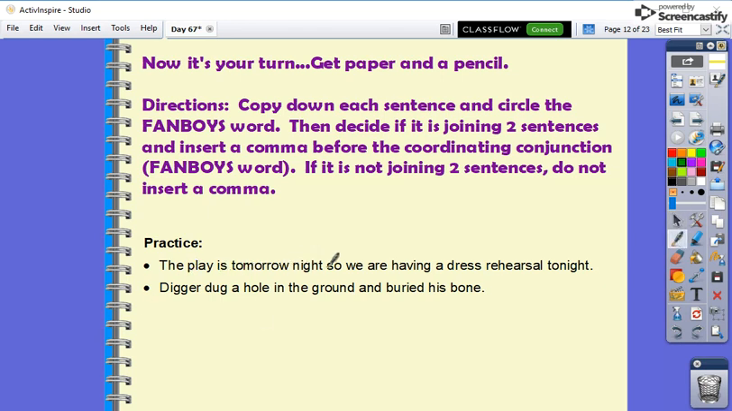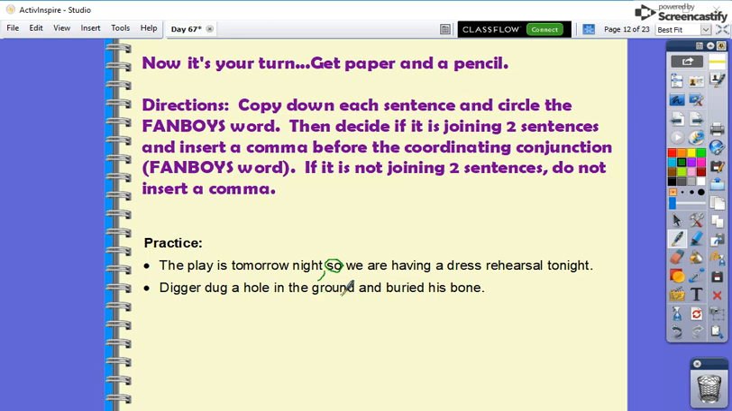The play is tomorrow night, so we are having a dress rehearsal tonight. So I need to decide: the play is tomorrow night. Would that be its own sentence? It has a subject, which is the play. There's a verb, is, and it tells us when. So that would be a complete sentence. If we look at the second part, we are having a dress rehearsal tonight. We is the subject, are is the verb, so this is also a complete sentence. Here's my fanboys word, and it would need a comma.